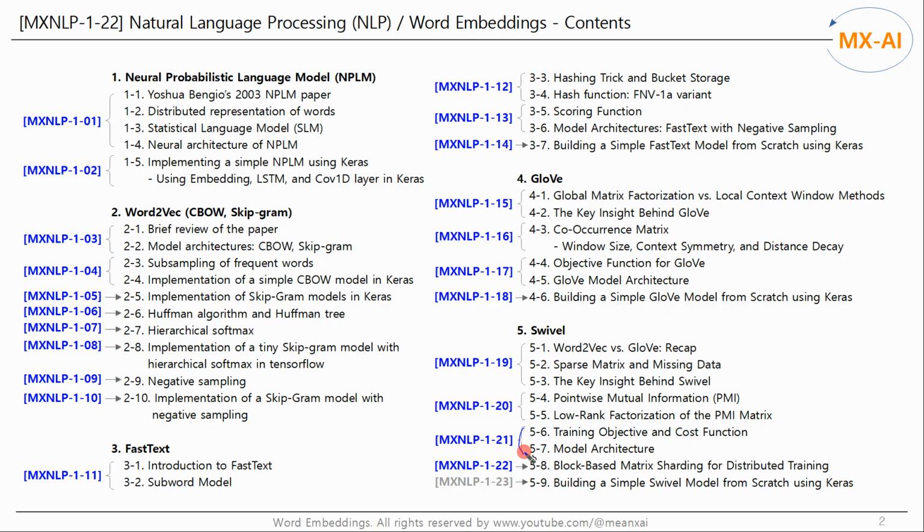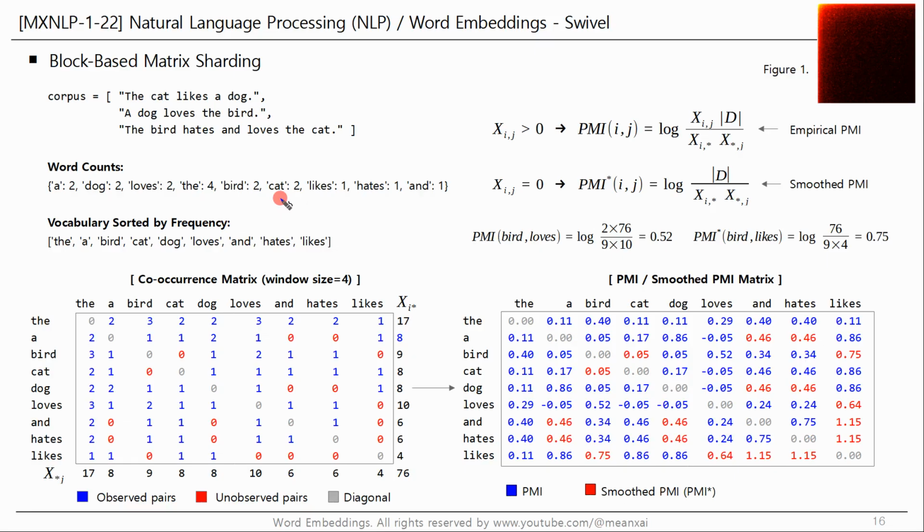To train this data efficiently, the authors of the original paper split the PMI and Smoothed PMI matrices into shards and trained them in a distributed manner. So, in this video, we'll look at how block-based matrix sharding works. Let's start with a simple example to see how a PMI matrix is divided into shards.